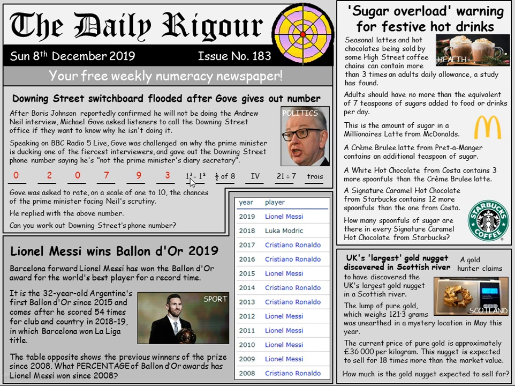So then we've got 1 cubed take away 1 squared. 1 cubed is 1 times 1 times 1, which is just 1. 1 squared is 1 times 1, which is also 1. So 1 take away 1 gives us another 0. So the next digit, half of 8. So that's going to be 8 divided by 2, which is 4.